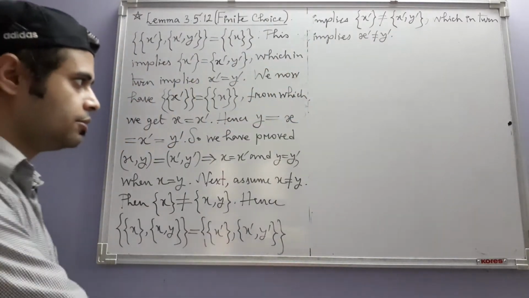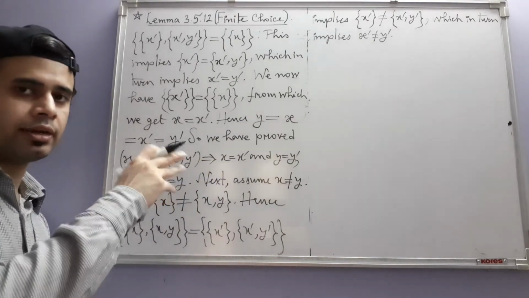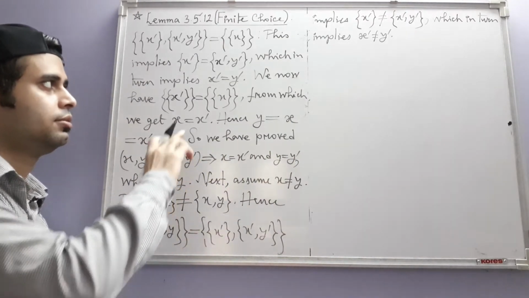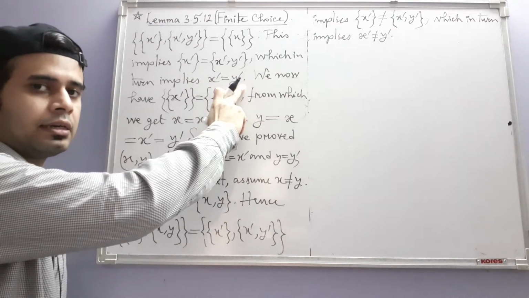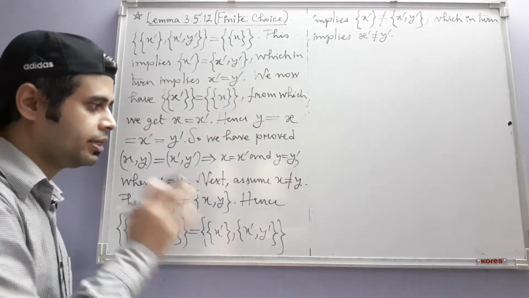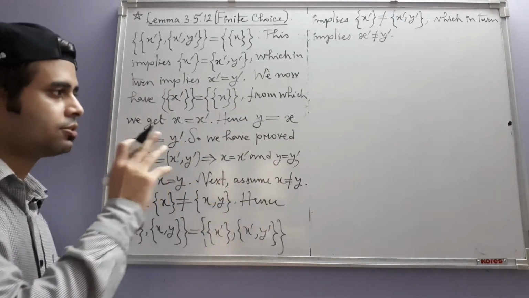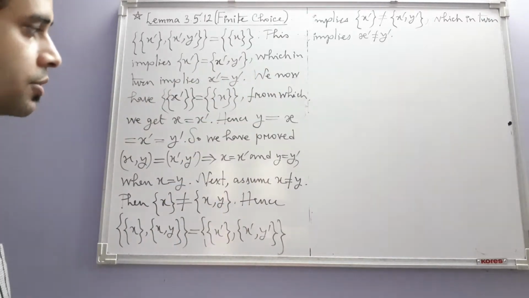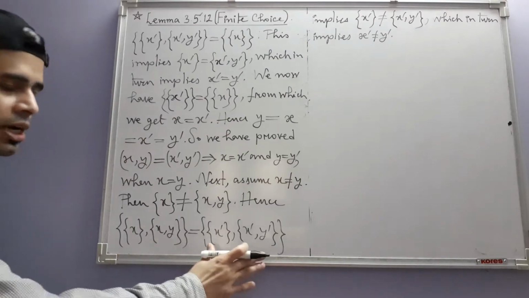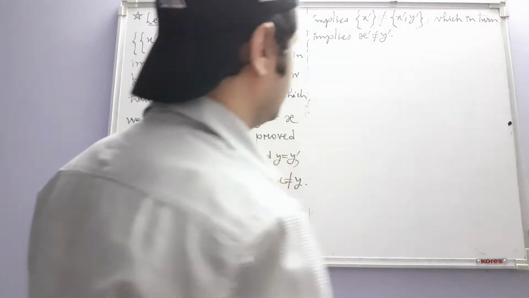So you see, in the previous case when we assumed that x is equal to y, we got also the fact that x prime is equal to y prime. Here we assumed x is not equal to y, so here we are getting the fact that x prime is not equal to y prime. So whatever happens on one side, a similar thing happens on the other side also.